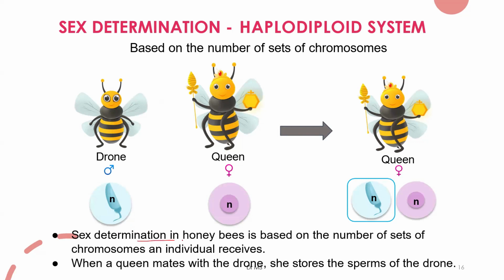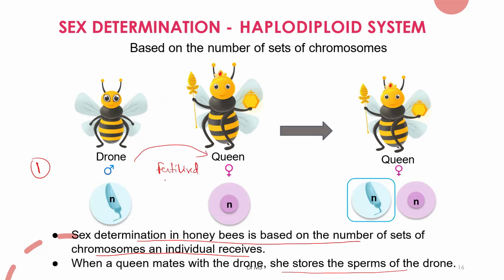Sex determination in honeybees is based on the number of sets of chromosomes an individual receives. When the queen mates with the drone, she stores the sperm of the drone. Remember, there are two possibilities here. First, the drone fertilizes the queen.